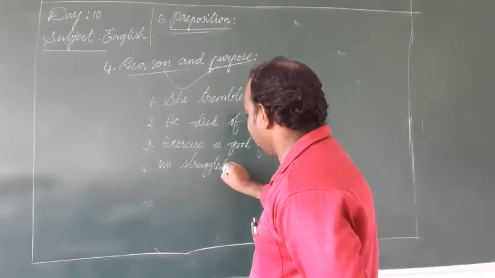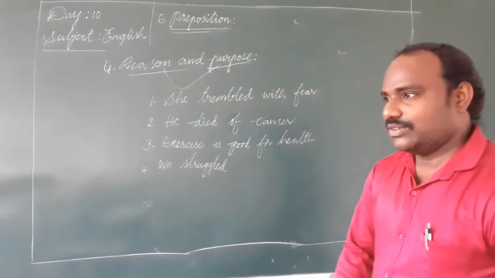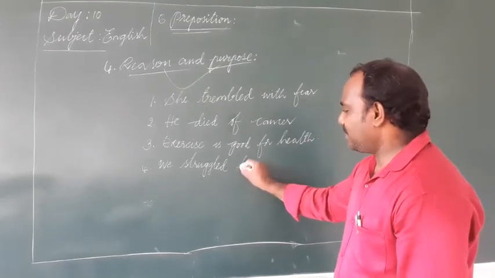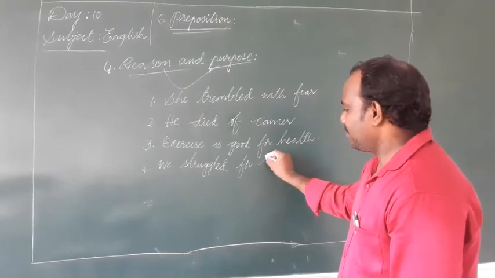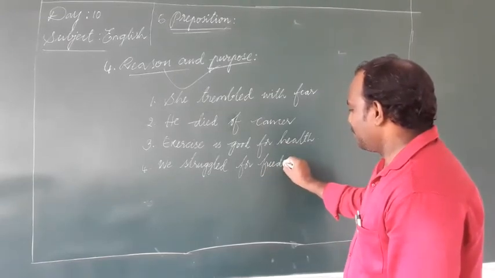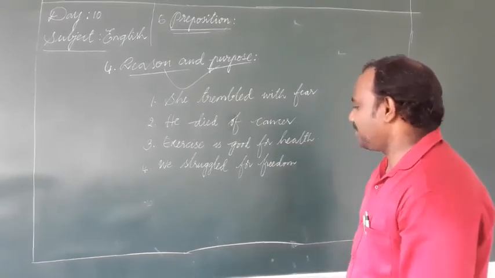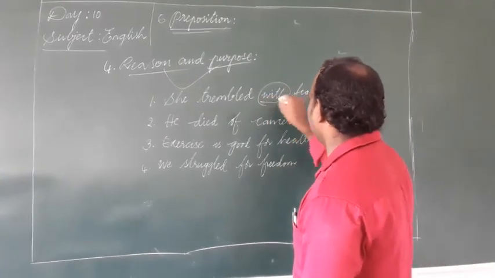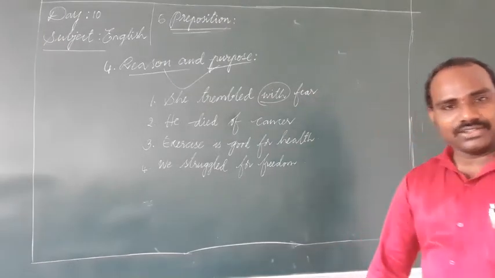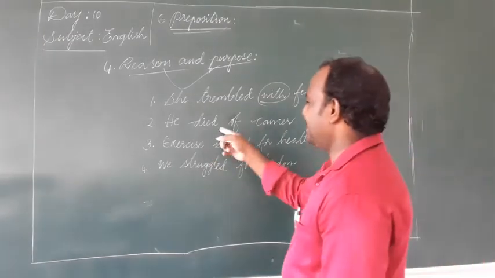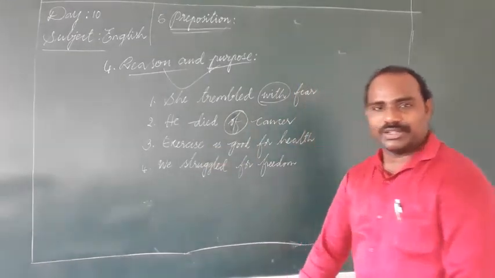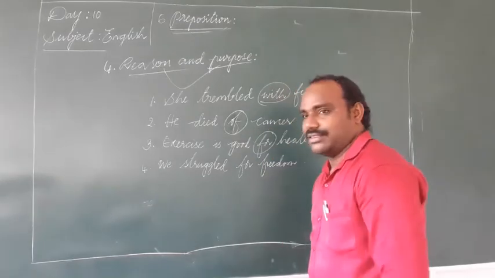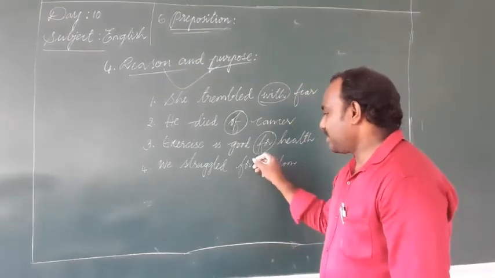We Indians struggled more than over 200 years. We struggled for freedom or independence or liberty. You see the first sentence, she trembled with fear, she trembled with anger, she trembled with cold. He died of cancer, he died of TB, he died of hunger. Exercise is good for health. And we struggle for freedom.